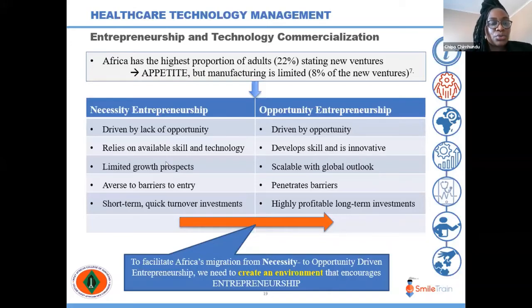What we need to start migrating towards in our context is to look at our opportunities, develop the necessary skill to make sure that we are innovatively creating new technology that works for us and penetrate those barriers rather than avoiding them. So we need to create an environment that encourages entrepreneurship in order for us to innovate.